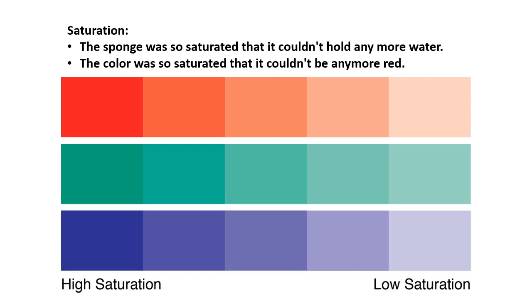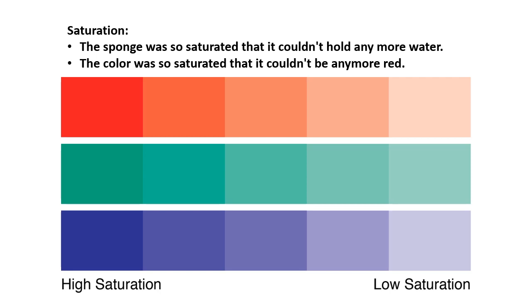The sentence: the sponge was so saturated that it couldn't hold any more water. That means that there's a sponge and you've soaked up so much water. It is so full of water that if you added one more drop, it would just roll off. That means that the sponge is saturated with water. It's full of water. Well, the same can be true in color.